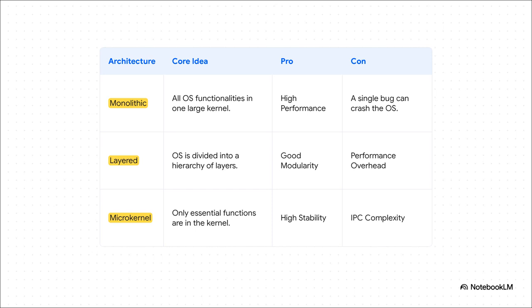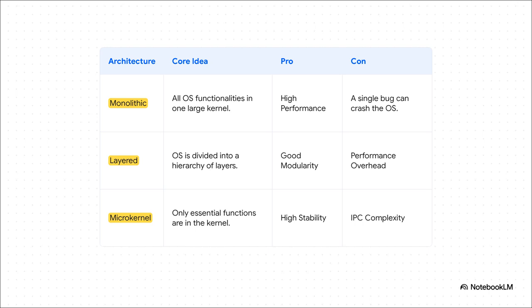First, you've got the monolithic kernel. This is what systems like Linux use. The whole idea is, let's put everything into one big, super efficient program for maximum performance. It's perfect for your desktop or server where speed is king. But the trade-off, as you can see in the con column, is risk. One single bad driver can bring the whole system crashing down.